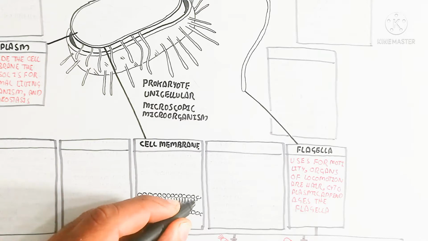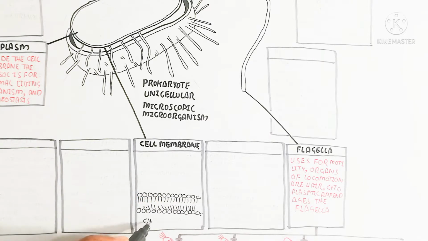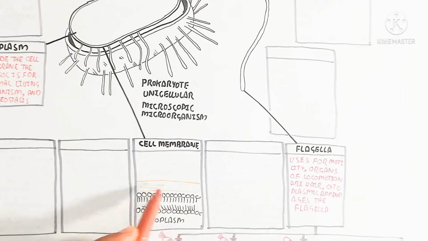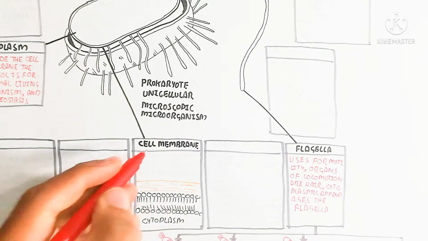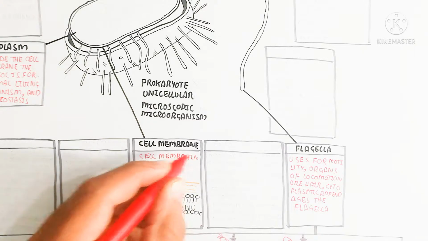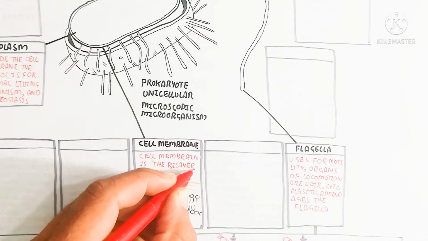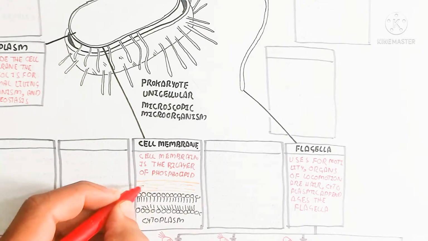The cell membrane is a bilayer of phospholipid which is covered by the cell wall. The cell membrane is used as a barrier for the semi-permeability of water absorption, etc.